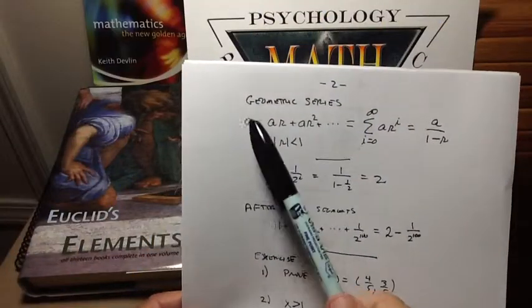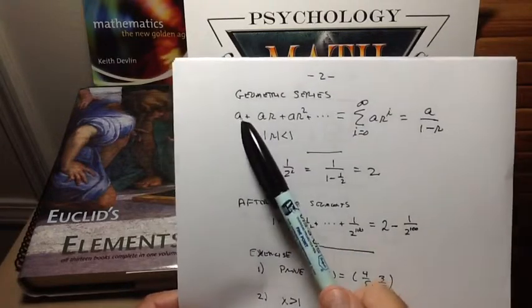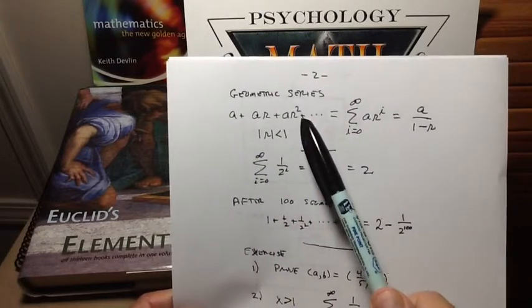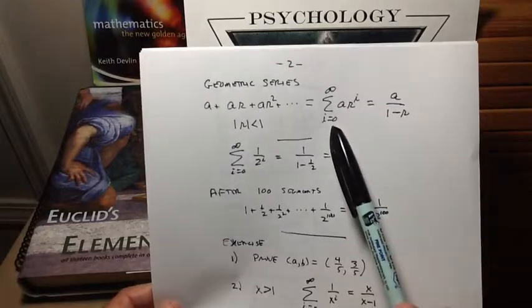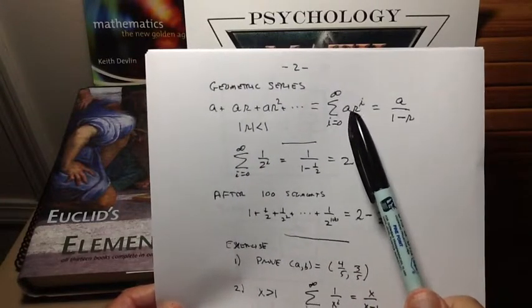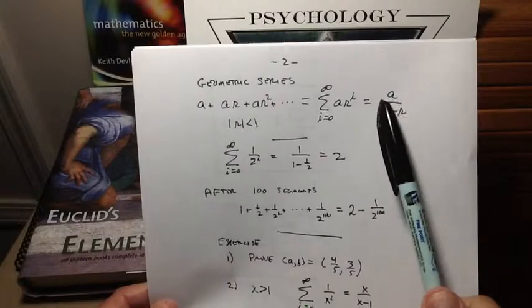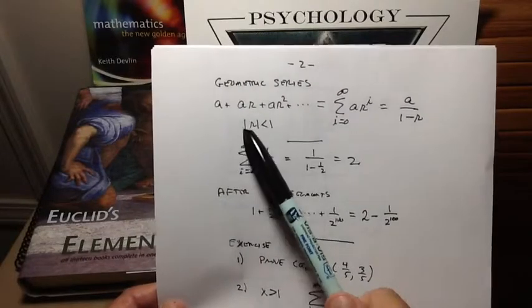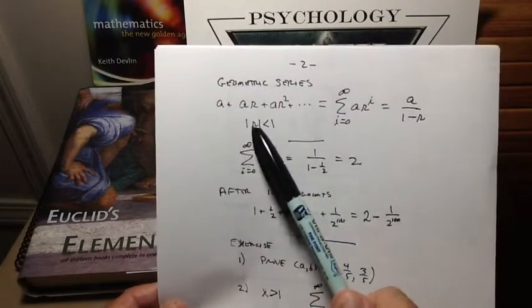Now, in Tier 4, you learned about geometric series. A plus AR plus AR squared plus dot dot dot. Here's the summation notation for it. The sum from I equals 0 to infinity of A times R to the I power will sum to A over 1 minus R whenever the absolute value of R is less than 1.